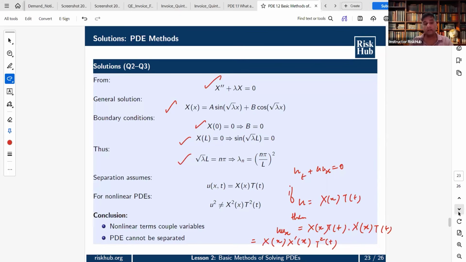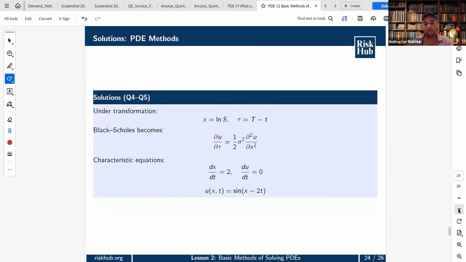Okay, then we get into the next part, which is slide number 24, the solution for questions number 4 and 5. The slide says under the transformation x is equal to natural log of S, tau is equal to T minus t, the equation becomes partial u by partial tau is equal to half sigma squared times partial squared u by partial x squared. This is the heat equation type PDE.